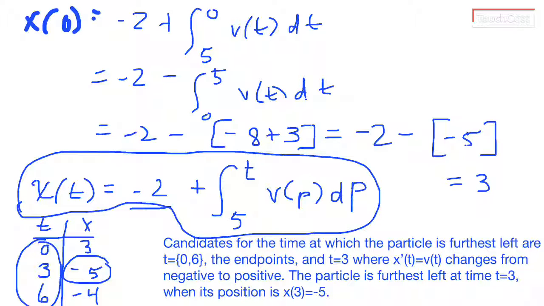So here's what I wrote up. I was asked to justify my answer. The thing I have to justify is why did I only have to test those 3 t values? So I say candidates for the time at which the particle is furthest left are t equals 0 and 6, the endpoints of the time interval, and t equals 3, where x prime of t, which is v of t, changes from negative to positive. And then after that, I just look at my list of outputs of my x values, my position values, and I pick the smallest one. So I say this particle is furthest left at time t equals 3, when the particle's position is x of 3 equals negative 5. Final answer.